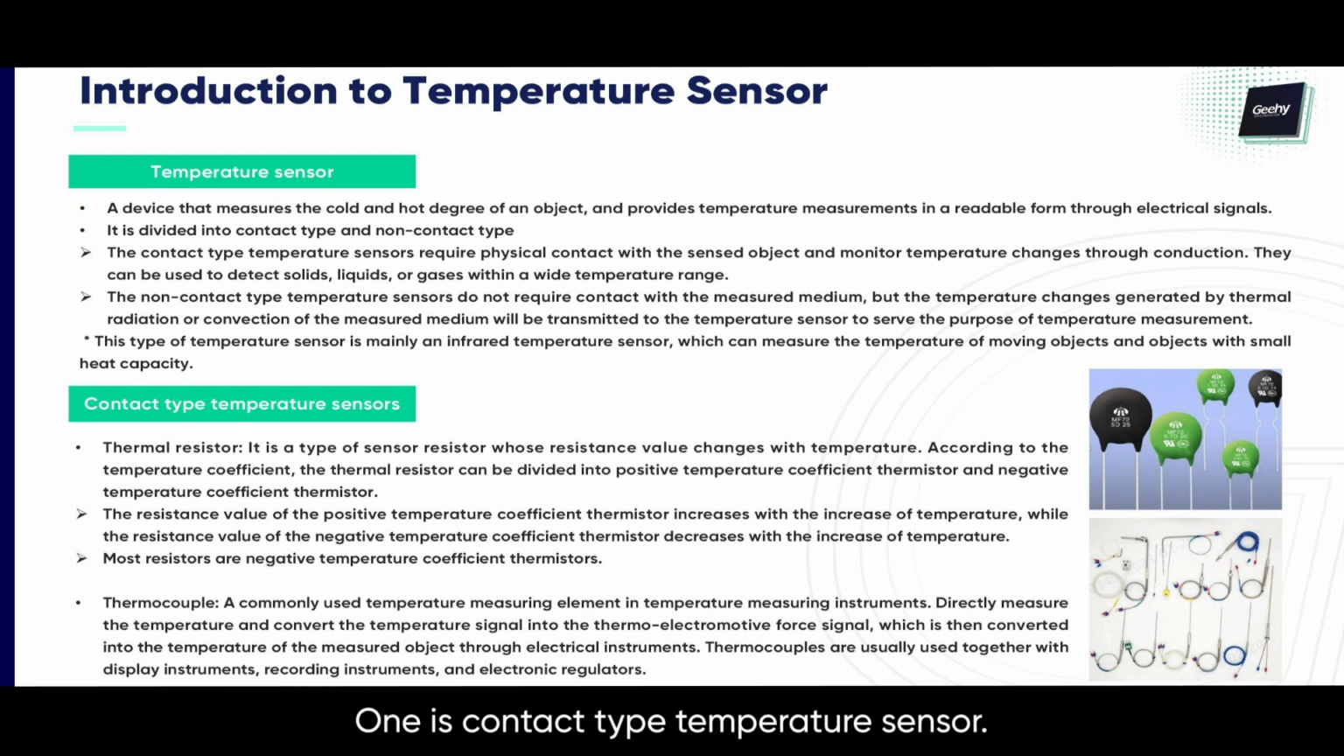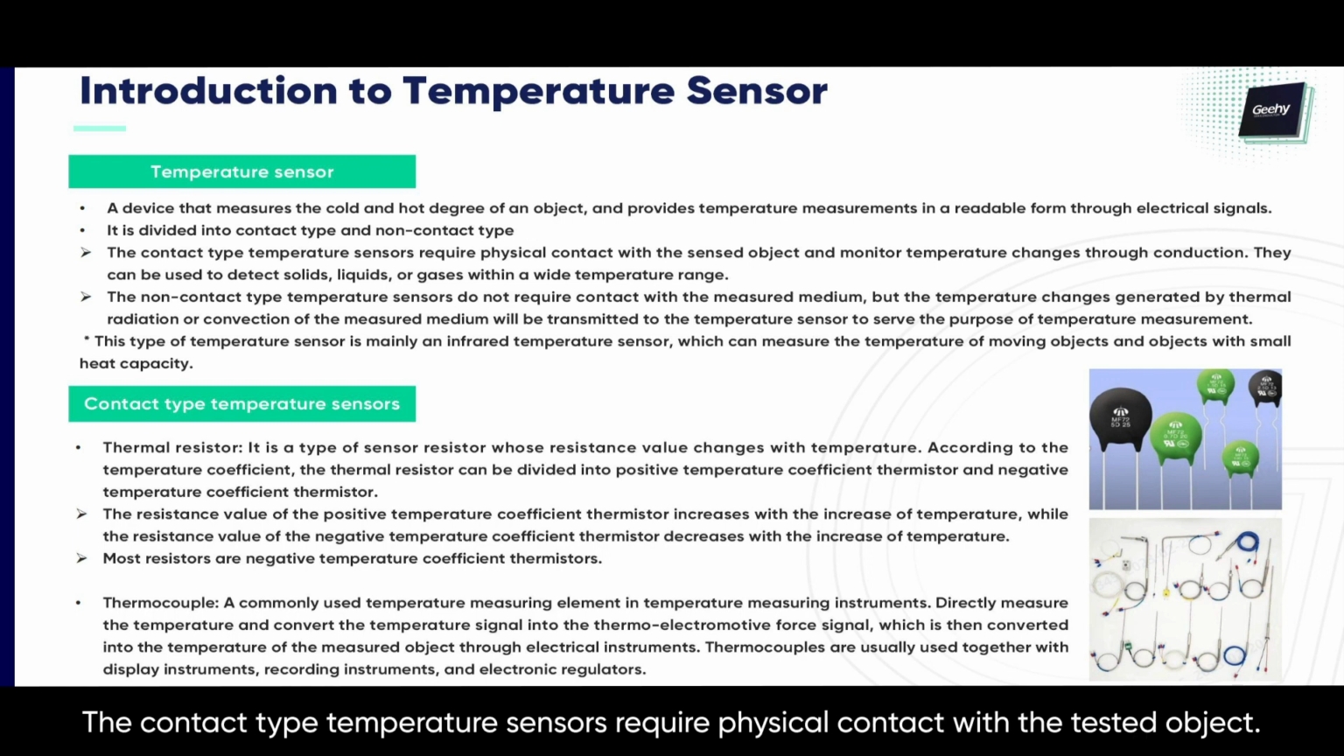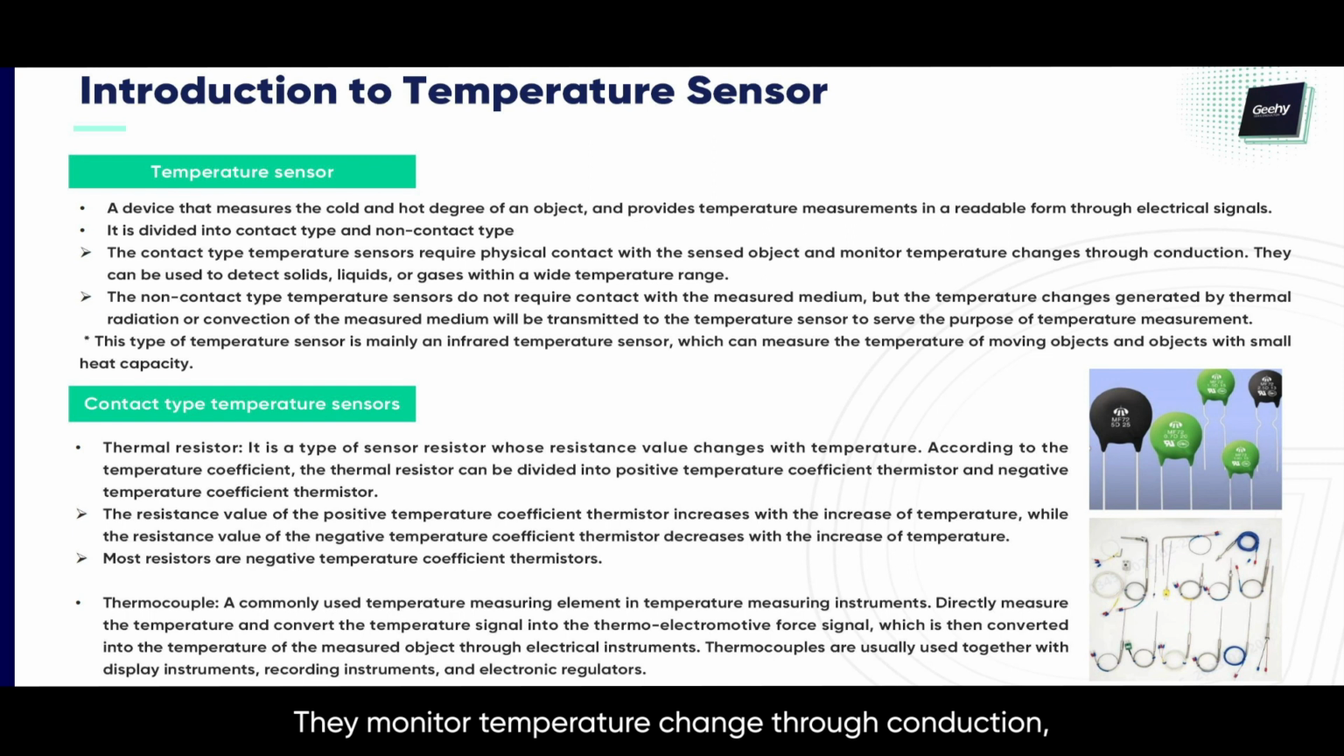One is contact-type temperature sensor. The other is non-contact temperature sensor. The contact-type temperature sensors require physical contact with the tested object. They monitor temperature change through conduction, and can be used to detect the temperature of solids, liquids, and gases within a very wide temperature range.